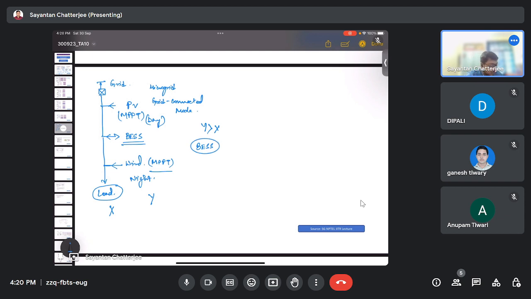Now, during the night hours, when there is absence of PV, the PV generation would be next to zero because in the night hours there is no daylight. But wind is there, so due to this wind power, generation would be present. Based on this wind power generation, suppose in night hours also, let's consider Y is greater than X. So again, the BESS would charge.